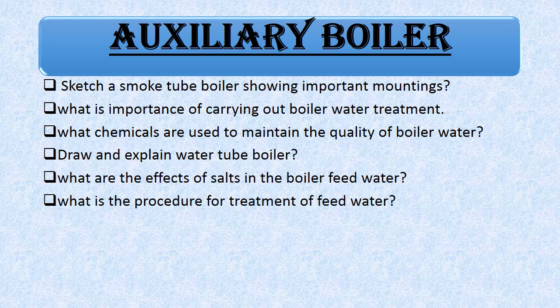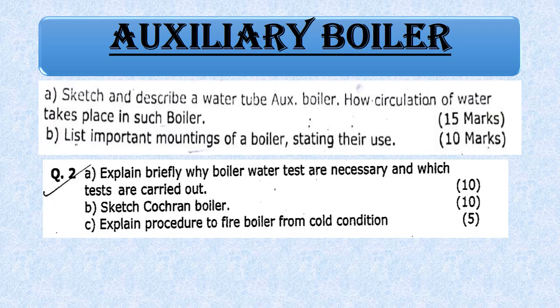So basically all are related to the testing of boiler water, importance of boiler water testing, name of the chemicals used and the values. This is from the old question paper. The question is different, that's why I have put it over here. Sketch and describe a water tube auxiliary boiler. How does circulation of water take place in such a boiler?